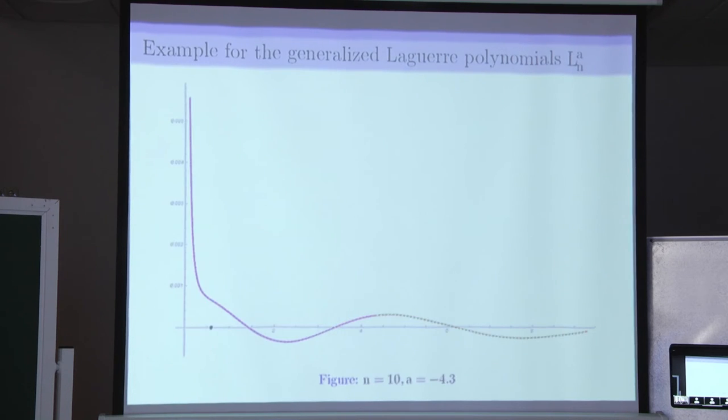I decided not to show the answer. It is quite cumbersome, but here is the picture. The solid red line is the original Laguerre polynomial. The green dashed line is the asymptotics in the neighborhood of the right focal point, and the blue dashed line is the asymptotics in the left focal point. And as you see, even for small n, the match is quite good.